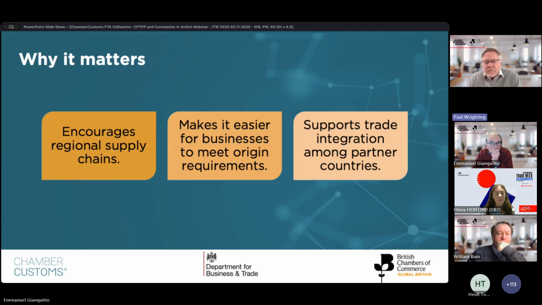So why does it matter? Well, accumulation encourages regional supply chains. It makes it much easier for businesses to meet their requirements. You can then look at your supply chains and say, okay, if I buy my inputs from Vietnam rather than a country not in CPTPP, that could save a lot of money when it comes to both tariffs on the import and tariffs when you export it finally. And of course, it supports integration among partner countries. So it's helping us build trade relationships with all the countries within CPTPP.